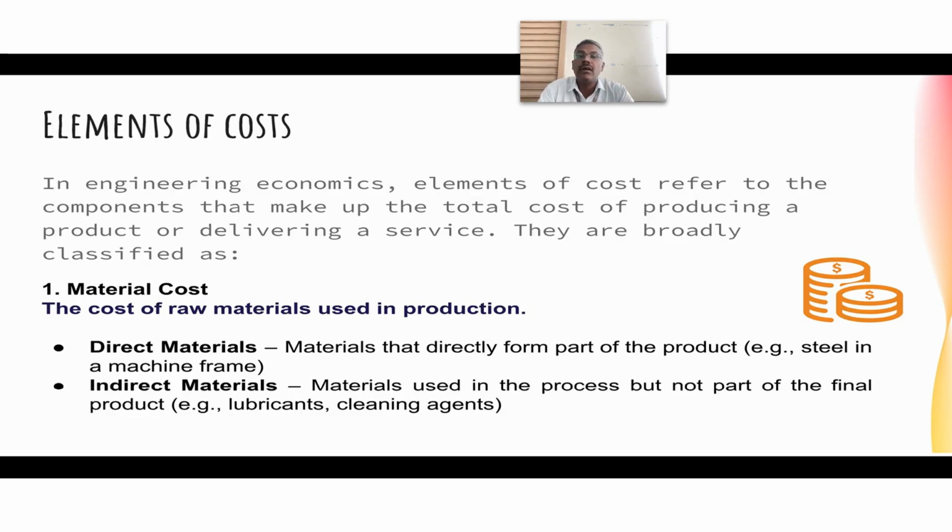For example, the steel of the particular product. And there are other costs which are indirectly involved in manufacturing this pen, that we can call indirect material cost. For example, we are using machinery to produce this pen. For the machinery, we need lubricants, cleaning agents, and cutting oils, all those things to run the machines.